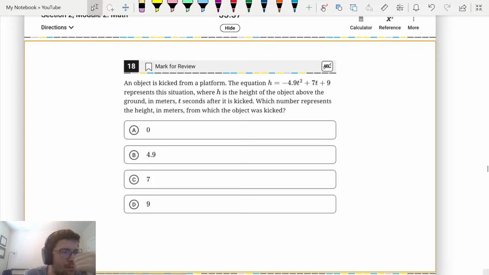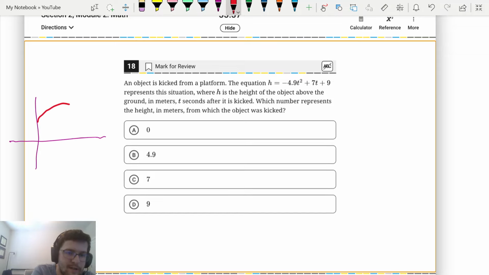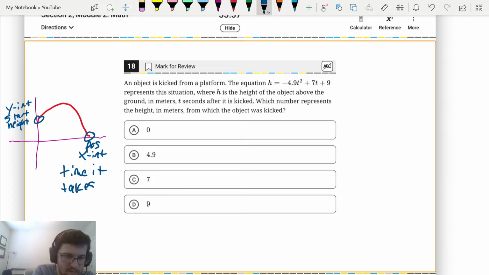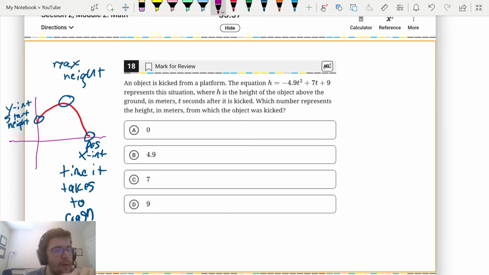All right, so anytime you have a projectile question on the SAT, it's going to be like a downwards facing parabola or quadratic that looks like this. So the y-intercept is your starting height. And the positive x-intercept is the time it takes to hit the ground. The vertex represents the time it takes to reach your max height and the max height. Remember we talked before about how maximum usually means vertex, so that's relevant here.